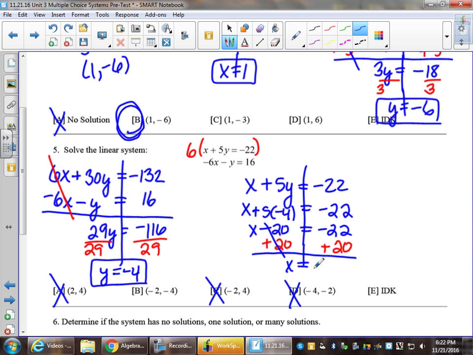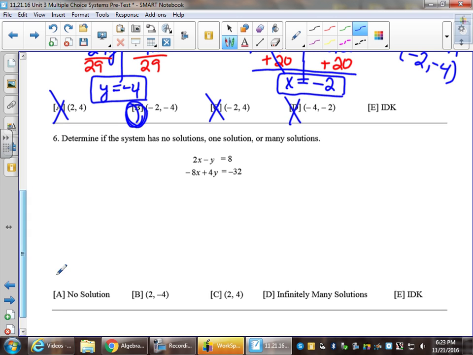That gets us x equals negative 2. So the solution that I'm thinking is negative 2 comma negative 4, and if I take a look, that is choice B. So 5 is B. Number 6, determine if the system has no solution, one solution, or many.